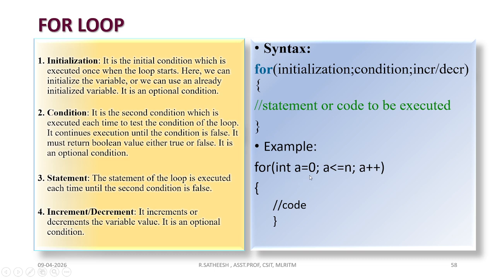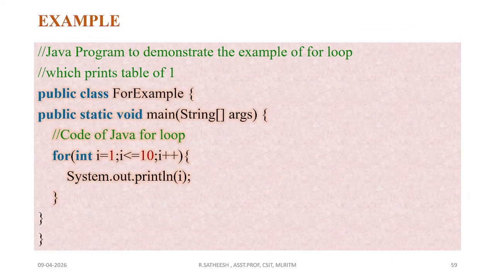For example, here int a equal to 10, a less than or equal to n, a plus plus. If n is 10, for example, definitely the condition is true until it fails. The value of i is incremented, and then it prints, then checks the condition, increments, and the value changes to 1, 2, 3, 4, 5 up to 10. This is about the for loop. This is one more example of the for loop, already explained.